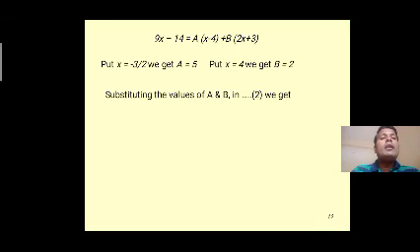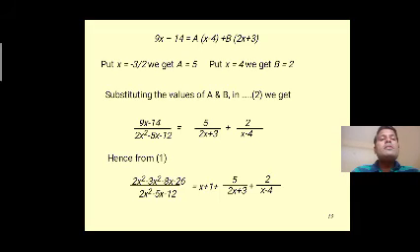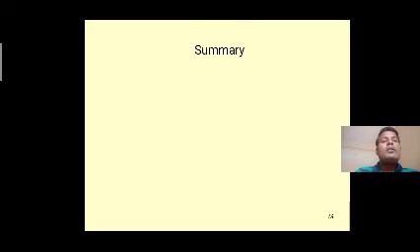Substituting the values of a and b in the second equation, we get 9x minus 14 divided by 2x square minus 5x minus 12 is equal 5 by 2x plus 3 plus 2 by x minus 4. Hence from 1 we write 2x cube minus 3x square minus 8x minus 26 by 2x square minus 5x minus 12 is equal x plus 1 plus, what is the value here? A value is 5, b value is 2. Now we substitute in the equation 5 by 2x plus 3 plus 2 by x minus 4. Okay, now we go to the summary.